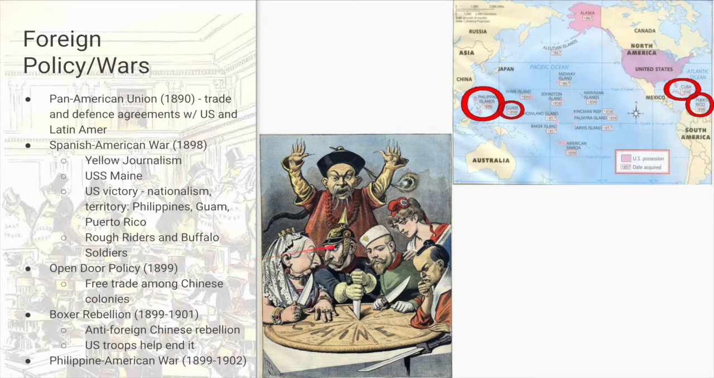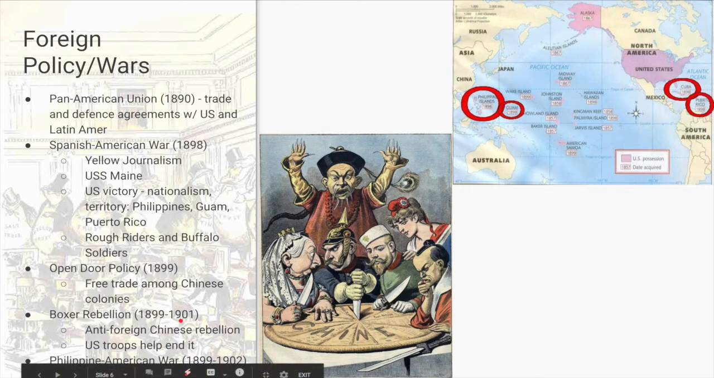If you guys remember from sophomore year, this time period, China is cut up by the major powers, Japan included. They're going to cut up China and basically exploit its resources. And America says, we want an open door, no tariffs, we want to be able to trade and get a piece of the pie of China.